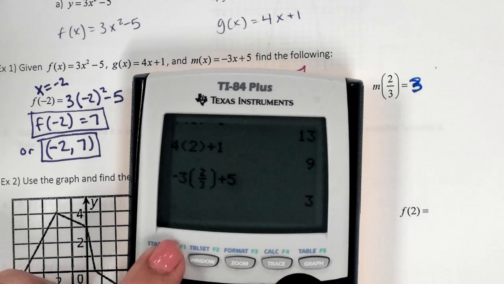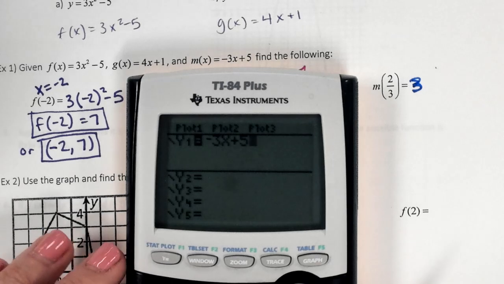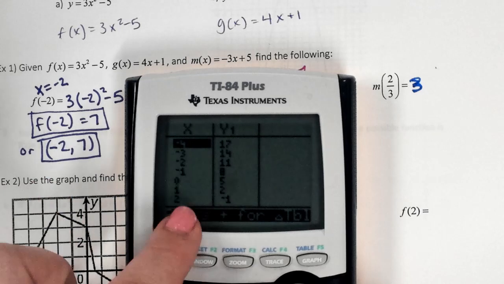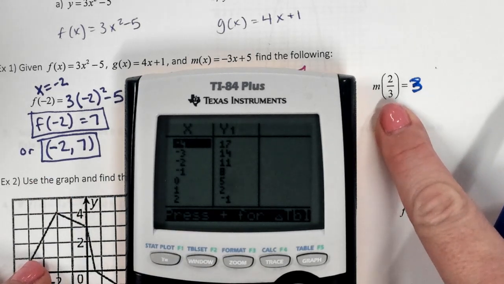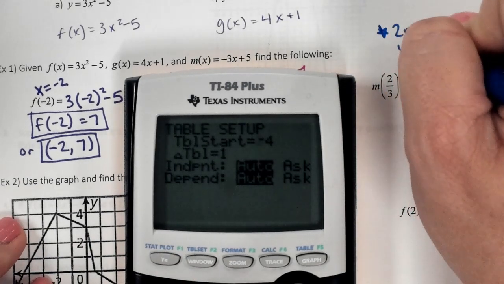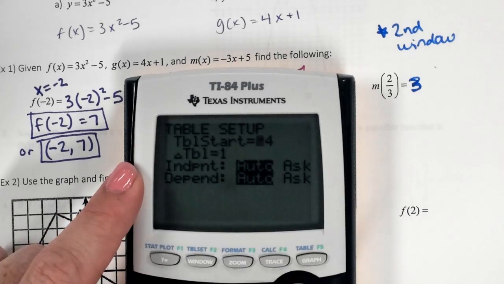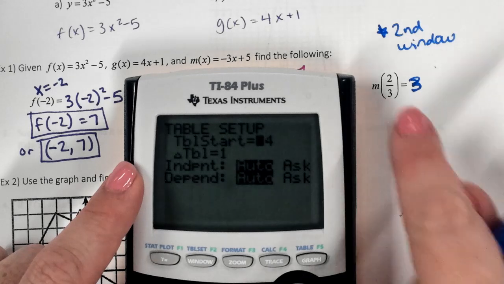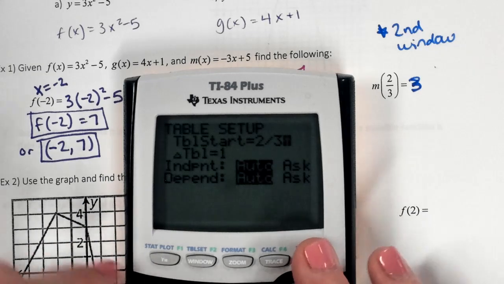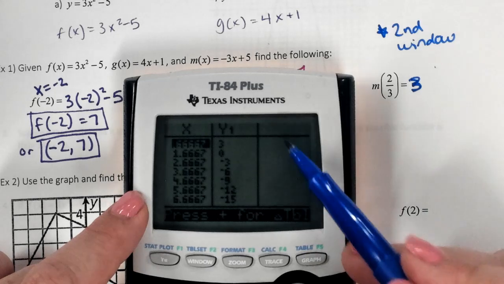Now, if you did this one in y equals, I'm going to show you negative 3x plus 5. Now, if you hit second graph, you'll see that all I have is whole numbers, but I want a fraction. So I can hit second window, and see how it says table start? Yes, that stands for table start. You can type whatever x value you want. So we could type 2 divide 3 and go to my table. Do you see how it's all decimals? Okay, but 2 divided by 3 is the one that's highlighted, which is 3, so we got the right answer.